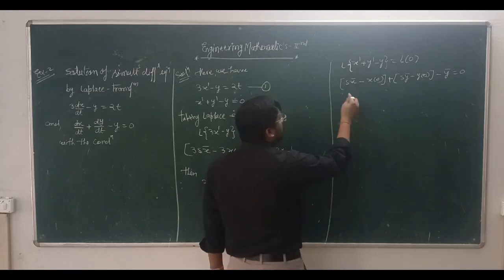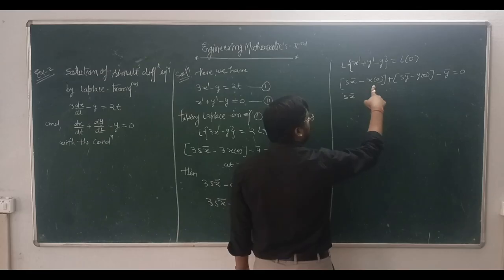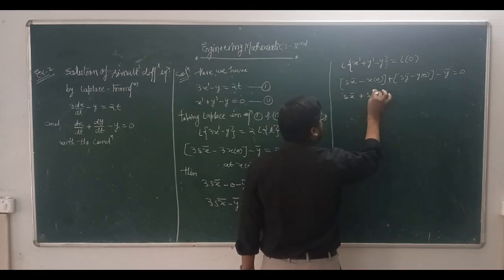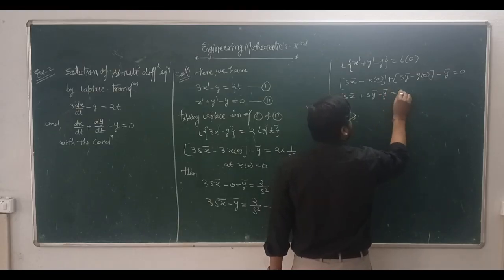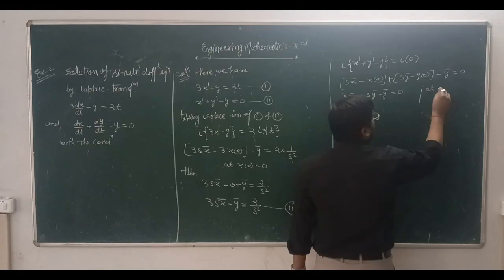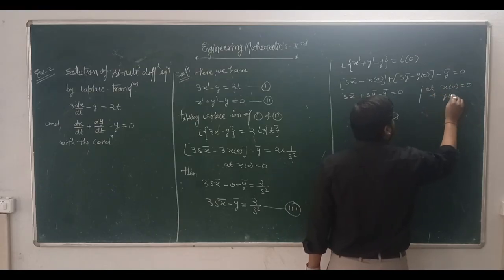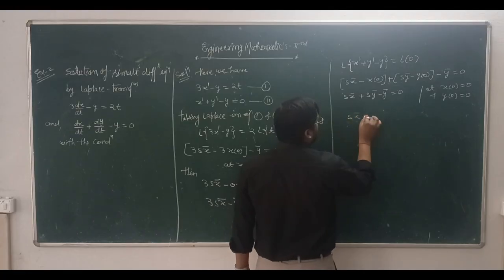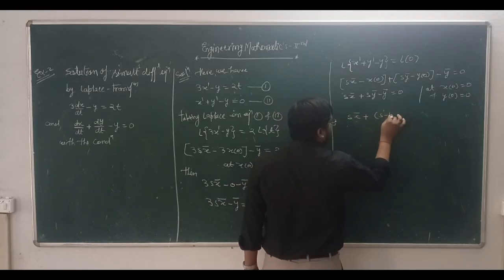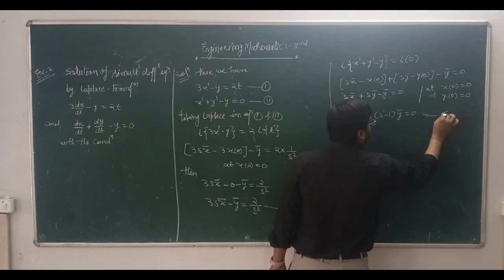You can solve this problem. s Laplace of x, this value is equal to 0, plus s Laplace of y, this value is equal to 0, minus y is equal to 0 at given condition x0 is equal to 0 and y0 is also equal to 0. Now you can write s Laplace of x plus s minus 1 Laplace of y is equal to 0. This is the equation number 4th.